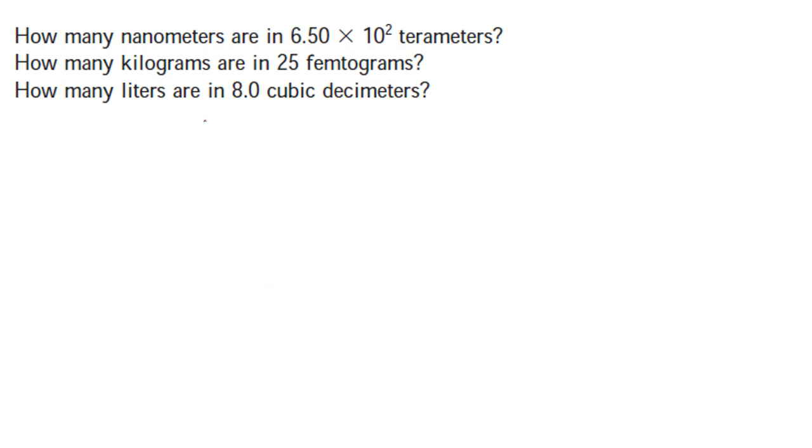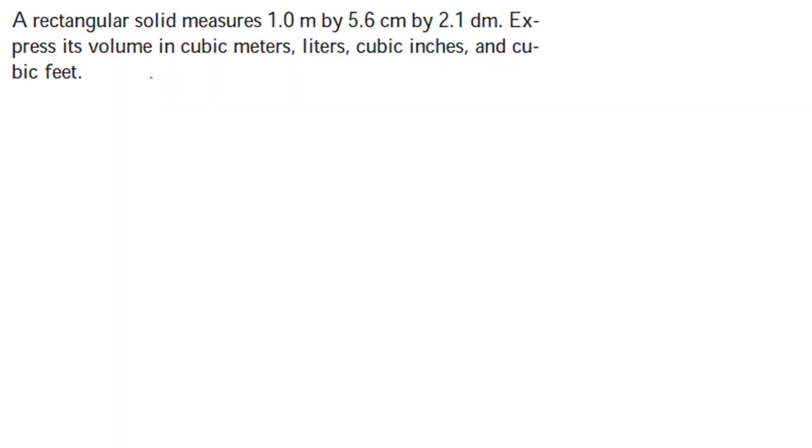How many liters are in 8 cubic decimeters? Okay, well actually we can skip that for now because we'll talk about volume later in the unit. Okay, now the second question. A solid rectangular solid measures 1 meter by 5.6 centimeters by 2.1 decameters. Find the volume in cubic meters. Let's just do cubic meters for now.